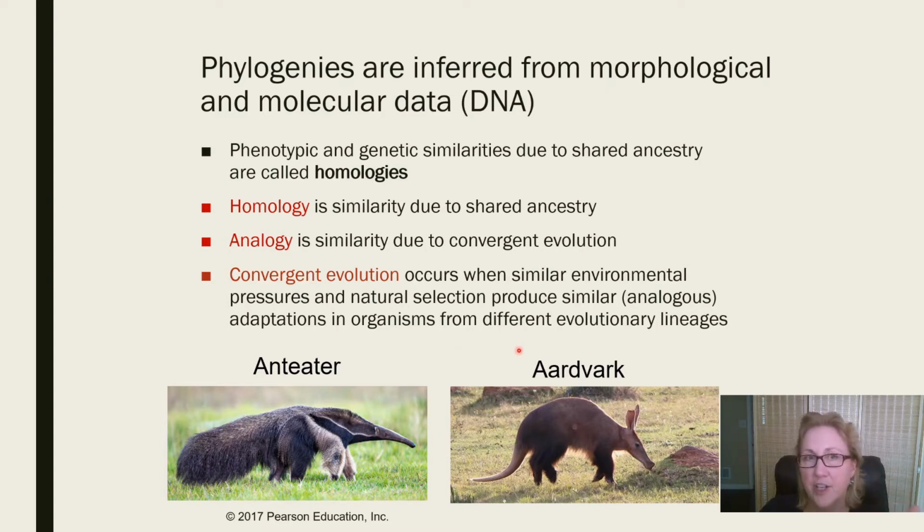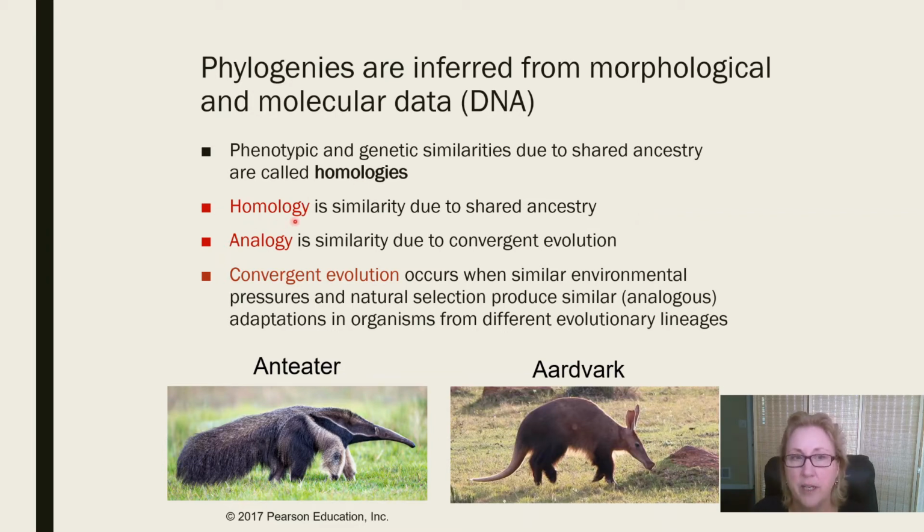So phylogenies use two big types of information. One is morphological. Morph just means shape. So morphological could mean bone structure, other physical traits of the organism. Things we see in the fossil record would be morphological. Molecular data would be DNA. And some older work used protein sequencing, amino acid sequencing, but now we tend to rely on DNA sequencing because it's cheap and easy.